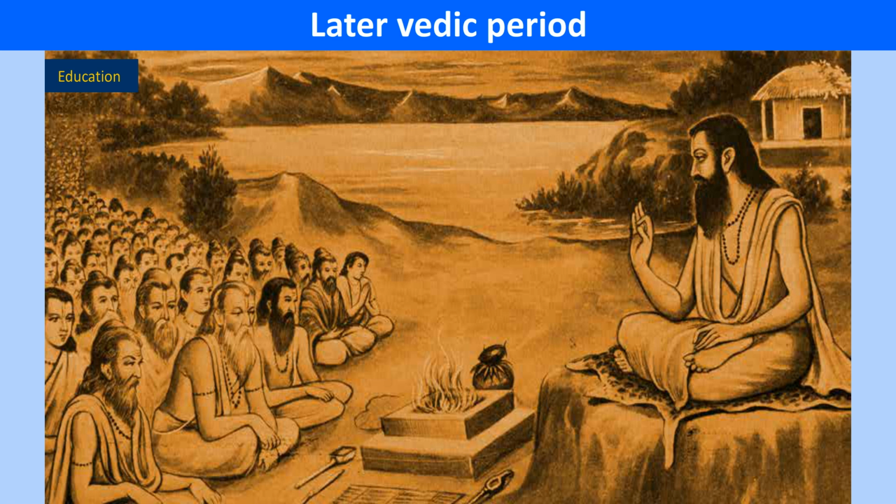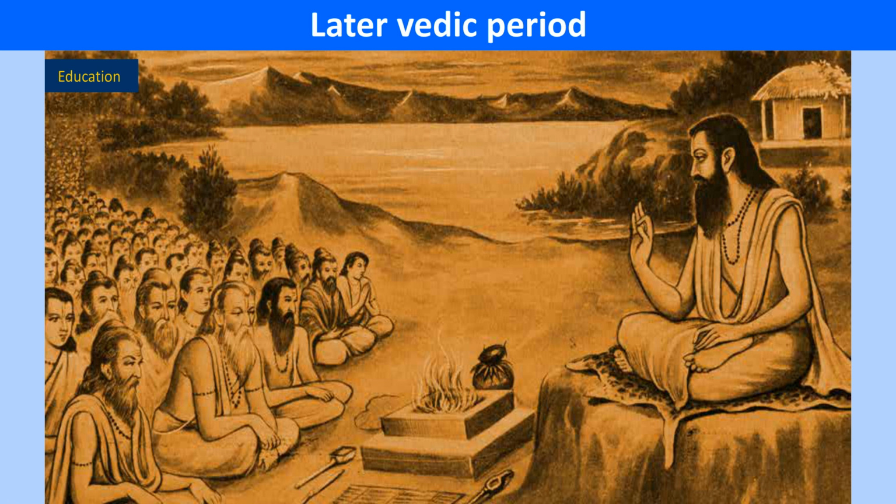Social life. The Aryans lived in villages called grama. Each village consisted of a number of families. A joint family was the smallest social unit. It was headed by the senior-most male member. Women held a position of respect in society. They could attend assemblies and offer prayers.